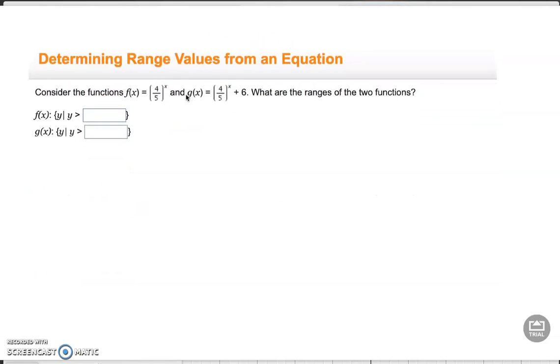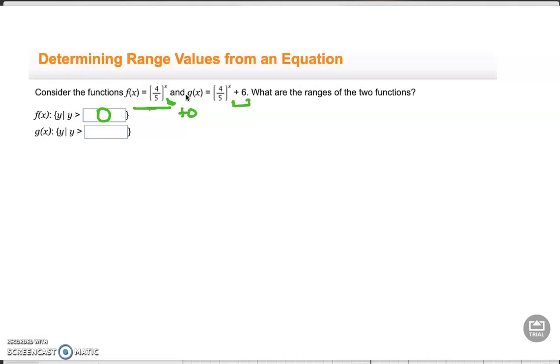How do you determine the range values from an equation? Now this goes back to what we talked about. Once you know k, then you can find the range and the asymptote. So in this case, we have y equals 4/5 to the x. Well, is anything being added to it? No, that's like a plus 0. So in this case, all the range values are going to be greater than 0.